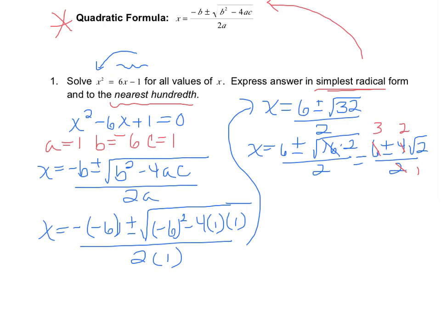So my final answer in simplest radical form will be 6 plus or minus, whoops, I'm sorry. It's not 6 anymore because we reduced it. It's going to be 3 plus or minus 2 radical 2 over 1, and I don't need the 1 when it's in the denominator. So there is simplest radical form. Now they want it to the nearest hundredth. So now we're going to have to take our answers and we're actually going to have to split them.